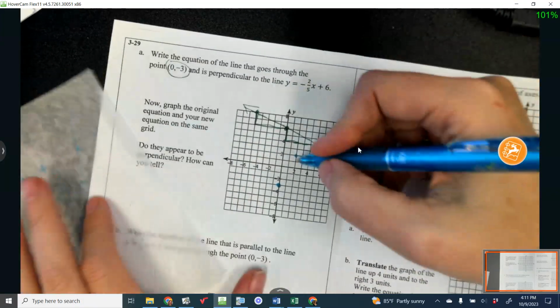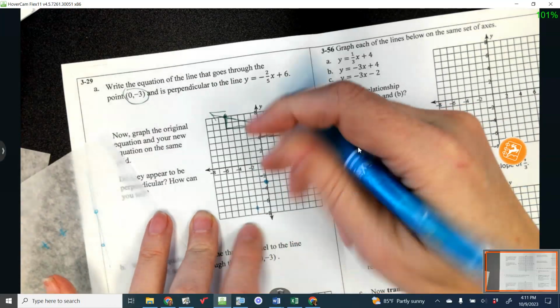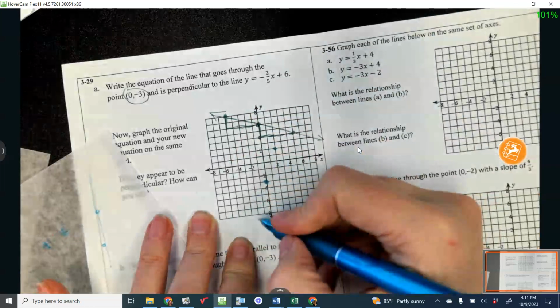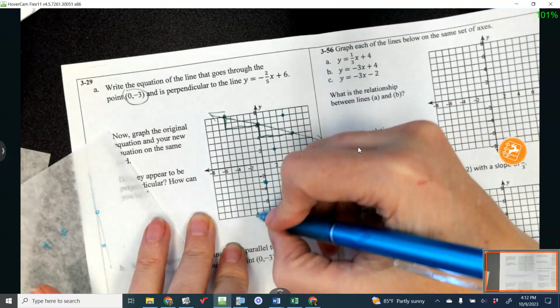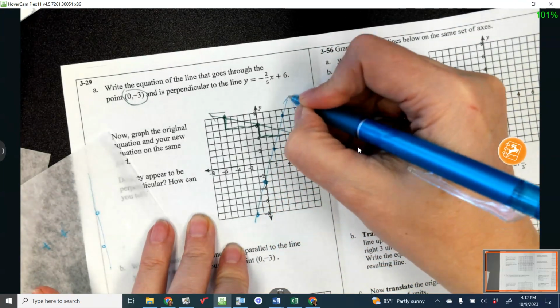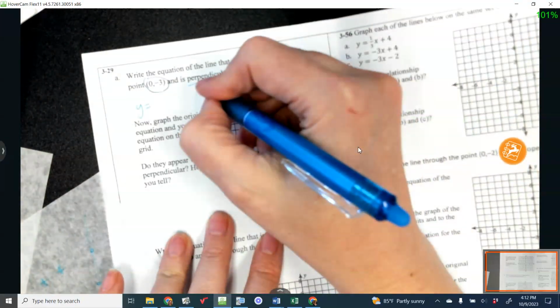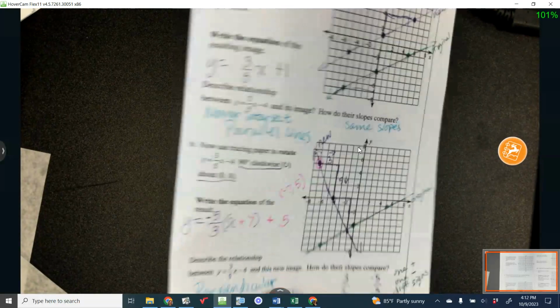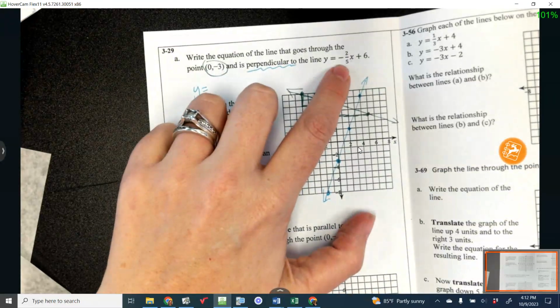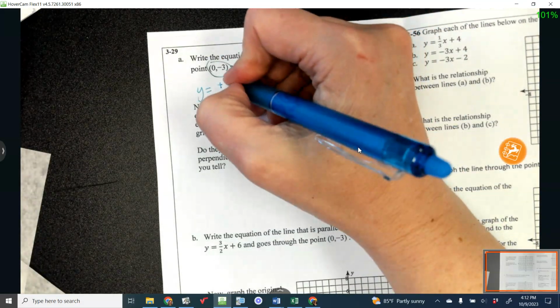There's where the point's going to be. And then 2 and 5 here. That's 5. And 2 and 5. My new line: y equals our slope. We want it to be perpendicular. So what we just discovered about slopes that are perpendicular is that they have different signs. So our slope was negative. Our new slope will then be positive, and we flip the fraction over.